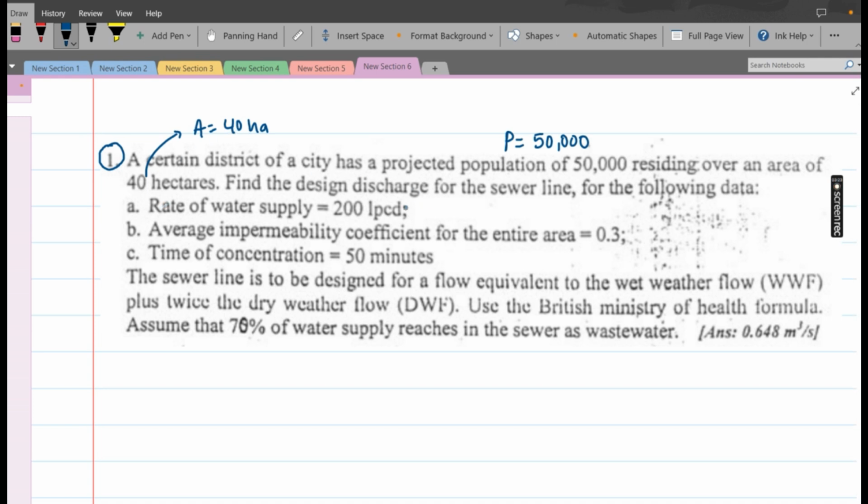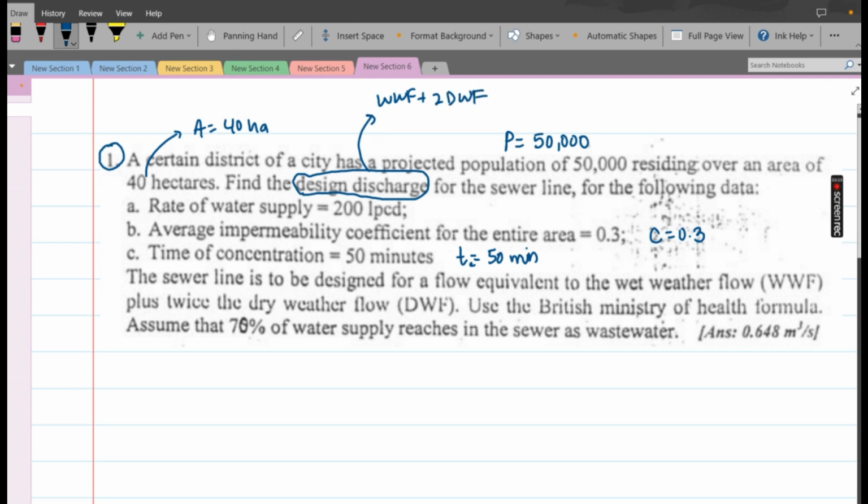Rate of water supply is given as 200 LPCD. The average impermeability coefficient for the entire area, C equals 0.3, and time of concentration, T equals 50 minutes. Now the sewer line is to be designed for a flow equivalent to wet weather flow, WWF, plus twice the dry weather flow. So the design discharge to be calculated is WWF plus 2 times DWF. So we need to find WWF and DWF.